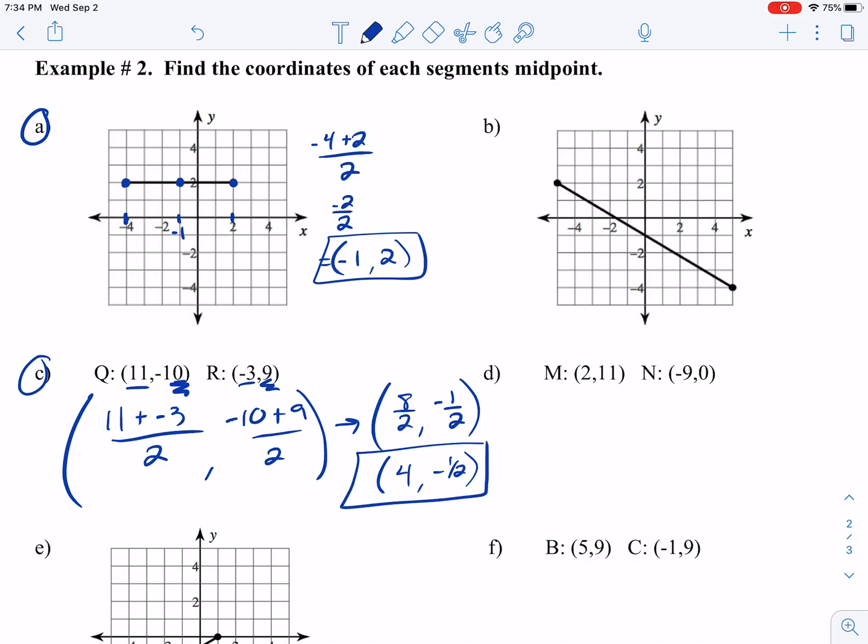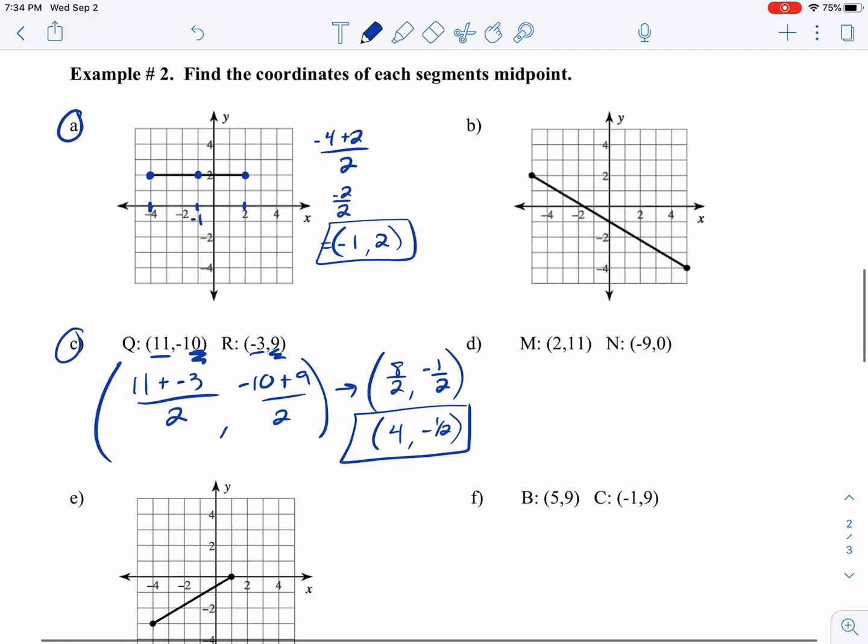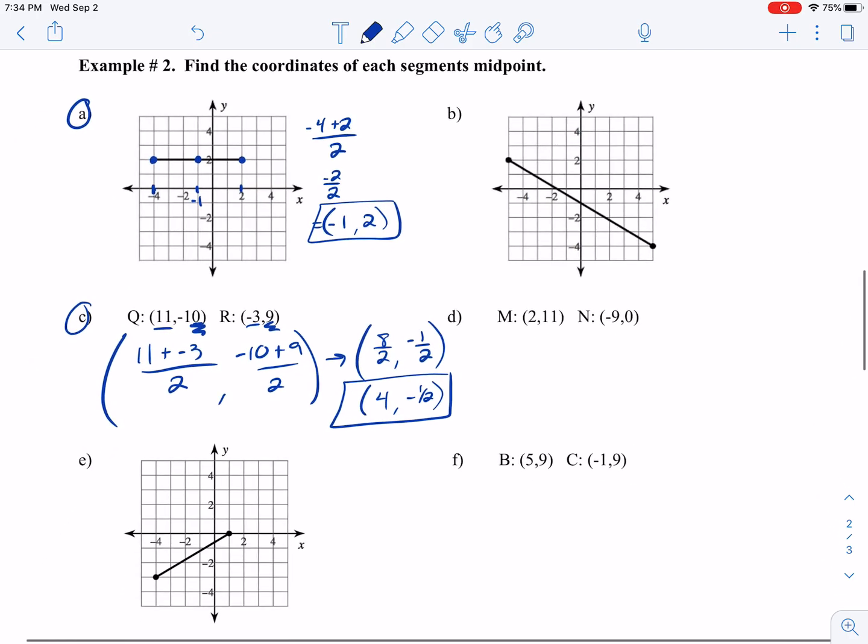All right, why don't you guys try B, D, and F. And we'll put the solutions up when you are done.